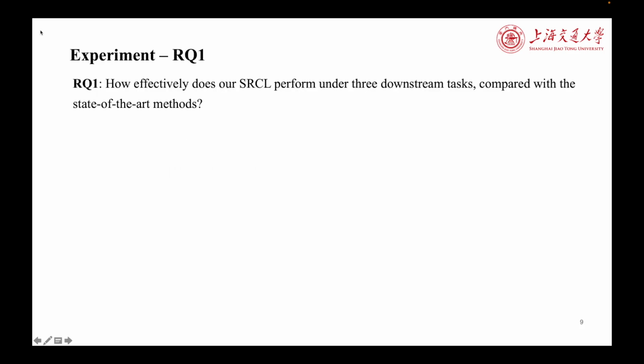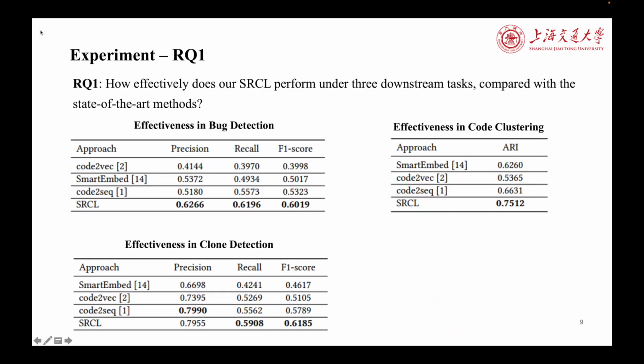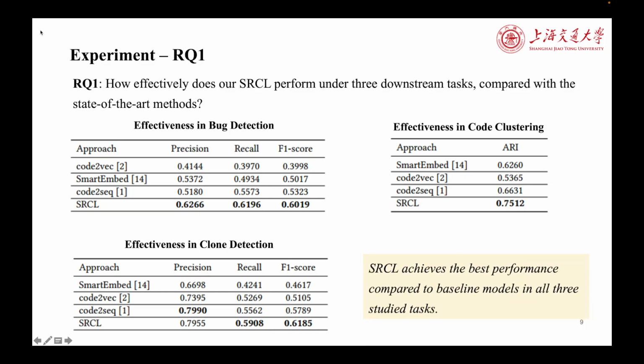In this experiment, we compare the performance of our SRCL and baselines. These three tables show the results in bug detection, clone detection, and code clustering tasks, respectively. We can observe that SRCL achieves the best performance compared to baseline models in all three studied tasks.